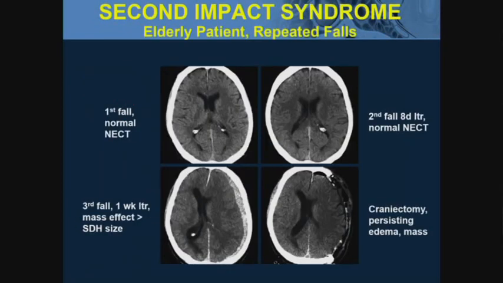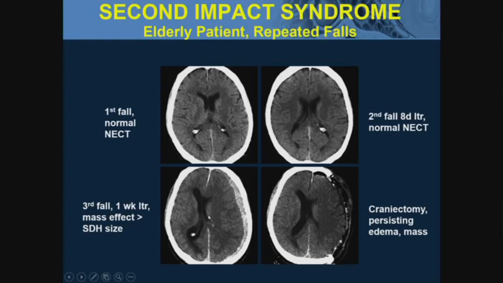Let's look at the opposite end of the age spectrum. Here's an elderly patient with repeated falls. This is a recent case of ours. First fall has a normal CT scan. Second fall, 8 days later, a second normal CT scan. Third fall, 1 week later, he's got about an 8 millimeter subdural hematoma, but look at the mass effect, way disproportionate. This patient was herniating, and this patient was dying.